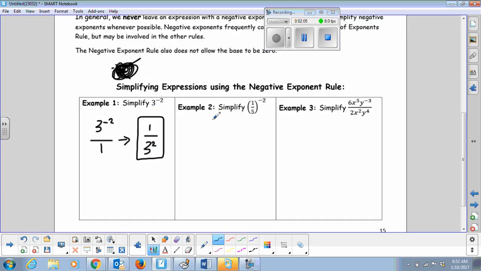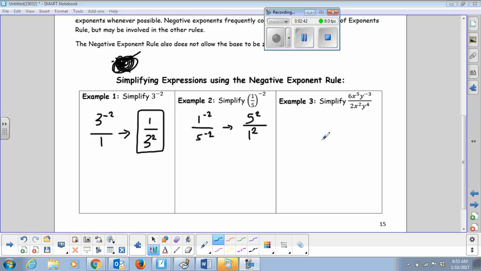For example 2, this is the same as 1 to the negative 2 over 5 to the negative 2. Okay, so I just took away the parentheses by giving both the top and the bottom, your numerator and denominator, the negative exponent. So to make these positive, this 1 to the negative 2 needs to go to the bottom. So I have 1 squared, and that's positive. And then 5 to the negative 2 needs to go to the top, and I have 5 to the positive 2 there.